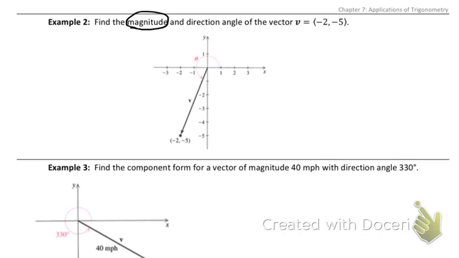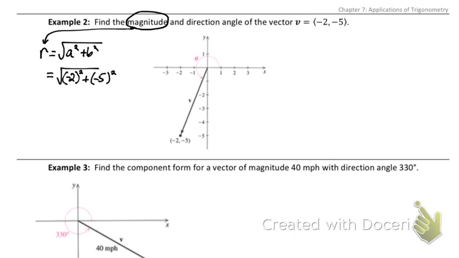All right, so the first thing is magnitude. Magnitude is the length of this line. You can either use the formula, or you can create a right triangle and actually solve for this. Your choice. I like using the formula. So magnitude is just r equals the square root of a squared plus b squared, which is going to equal the square root of -2 squared plus -5 squared, which is going to equal the square root of 39.